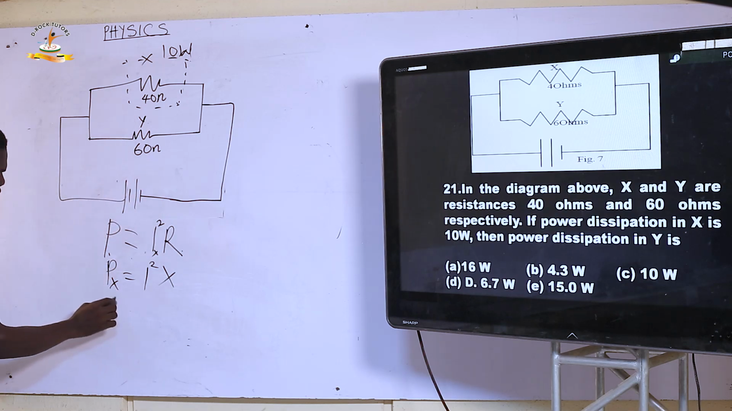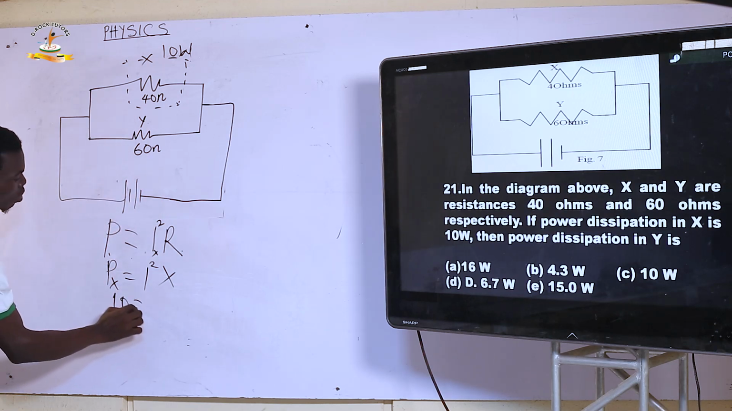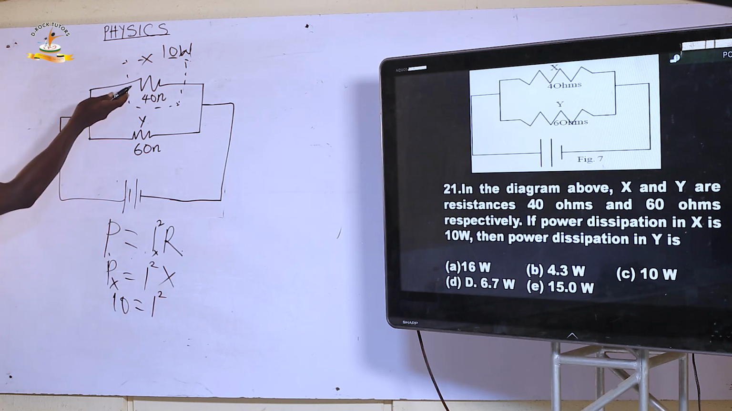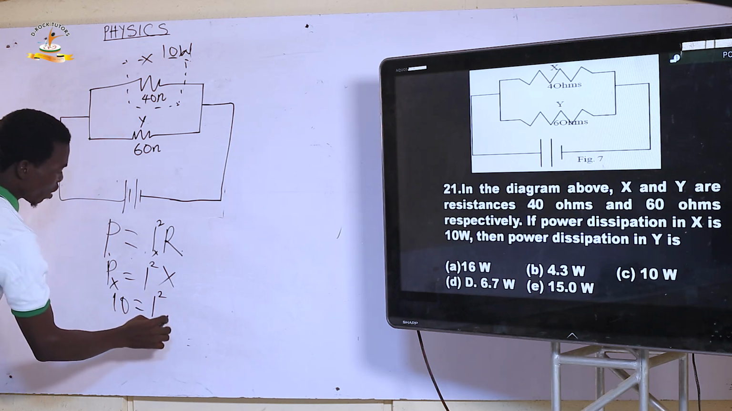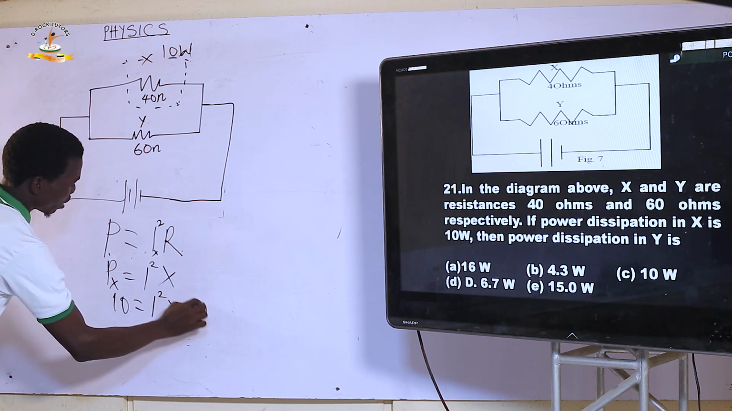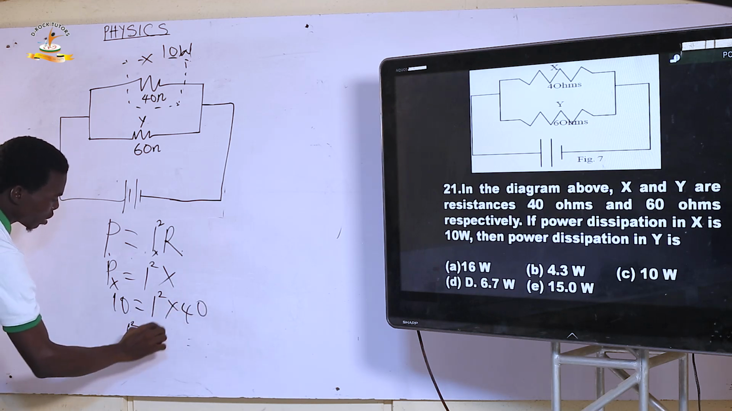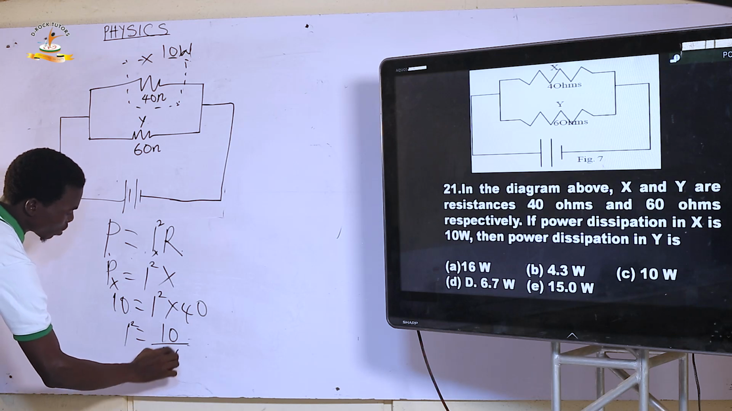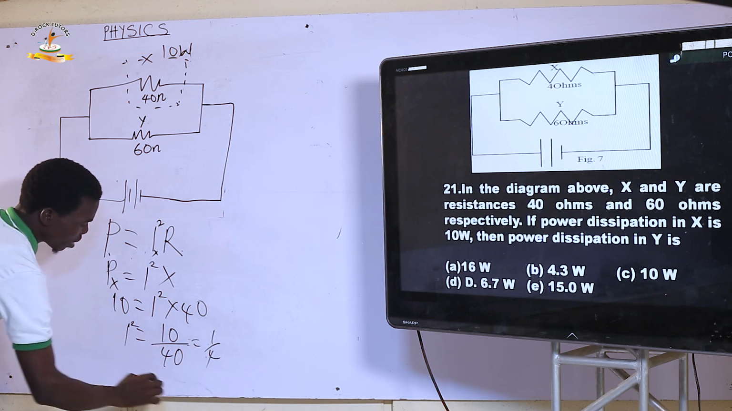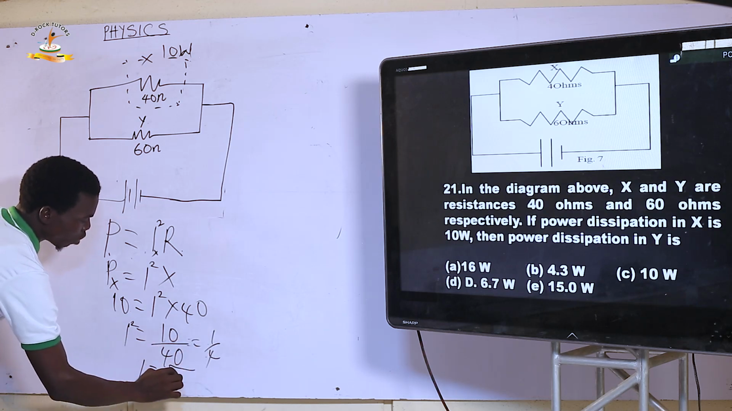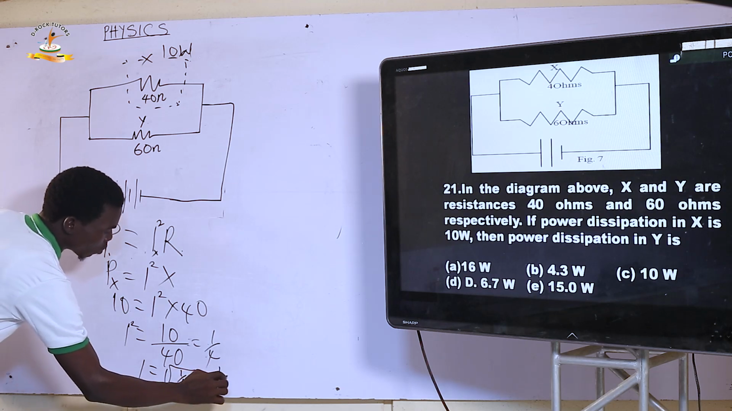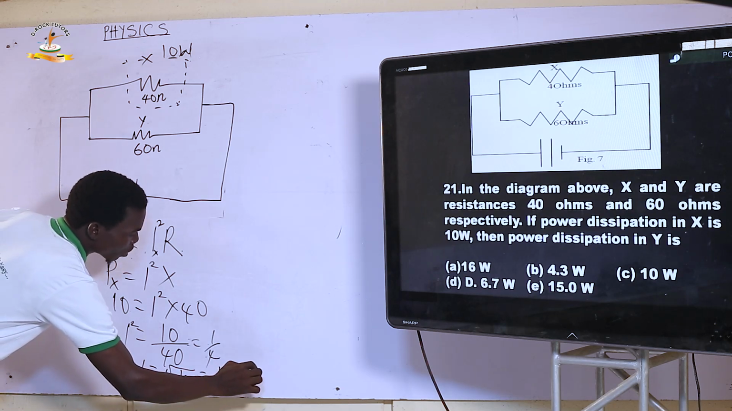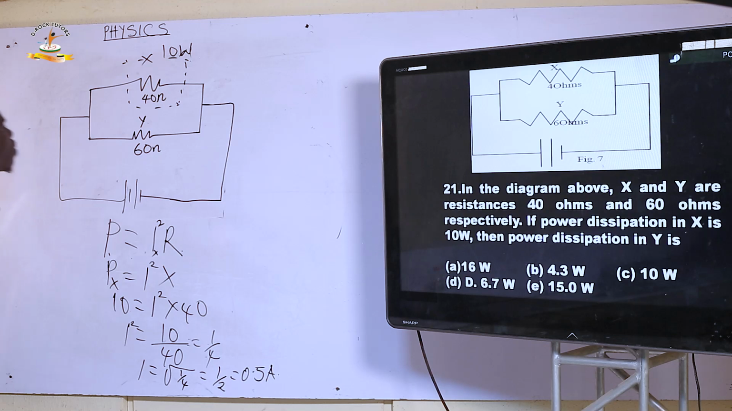Let's take a look at that. It means 10 equals I squared times 40. I don't have the current, and I just want to get the current that goes through the X resistor. So I squared equals 10 over 40, which is 1 over 4. Then I equals the square root of 1 over 4, which is 1 over 2, or 0.5 amps. That is the current through resistor X.